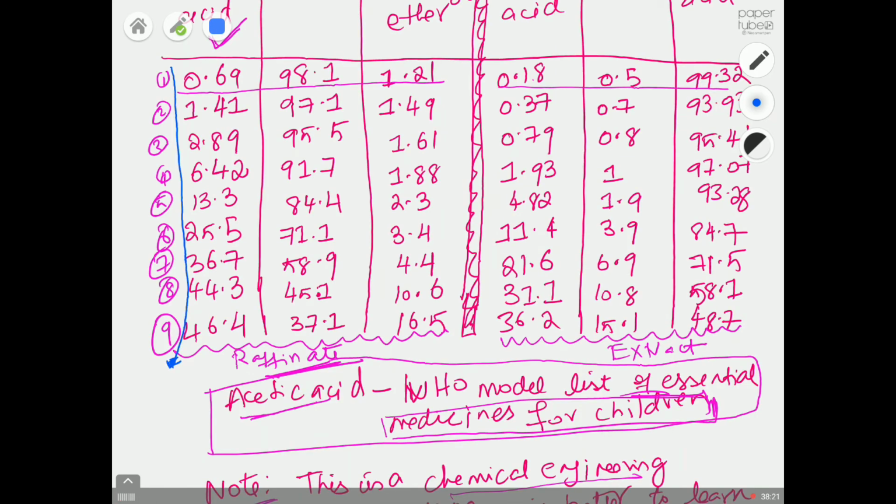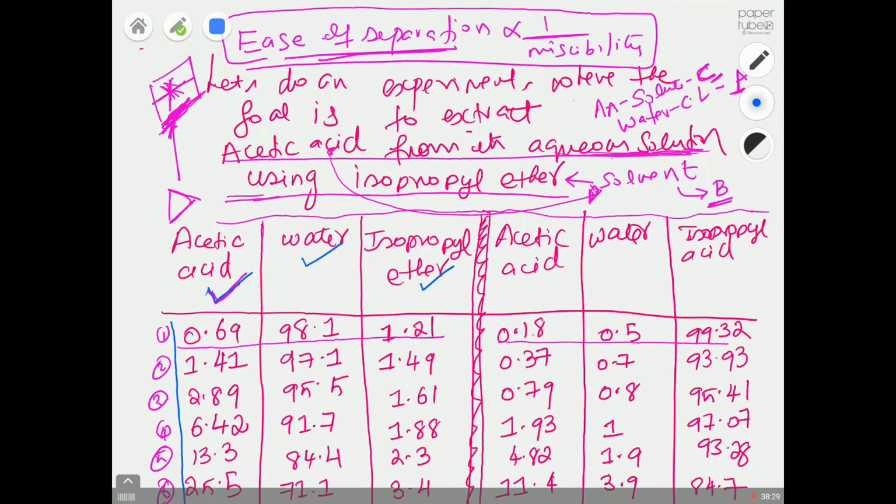And you have both sides. One is your raffinate side, and these are your weight fraction of acetic acid, weight fraction of water, weight fraction of isopropyl ether, and on the extract side, acetic acid, water, and isopropyl ether.